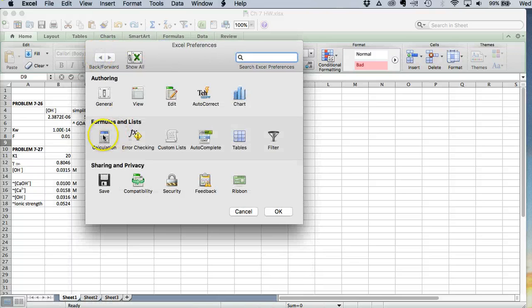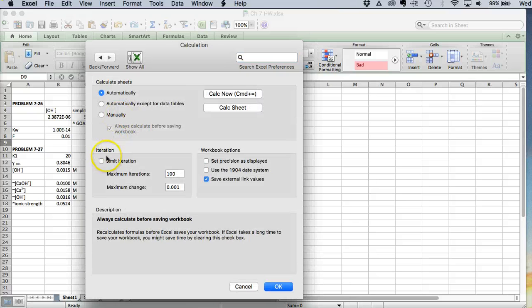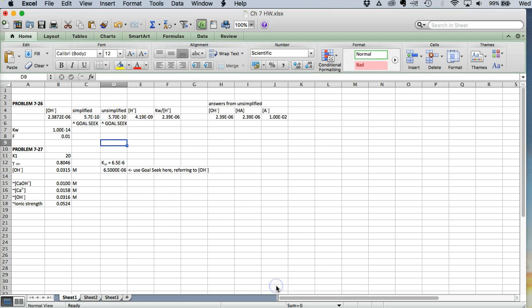Here I went to the Calculation, and then at the Limit Iterations, I can have maximum iterations here, but my maximum change should be a pretty small number. So we want our true value, our answer, to be very close to the actual value that we're looking for. So I'm going to write this as 1e-24. That will give me pretty good resolution. And then you hit OK, and that fixes your problem.